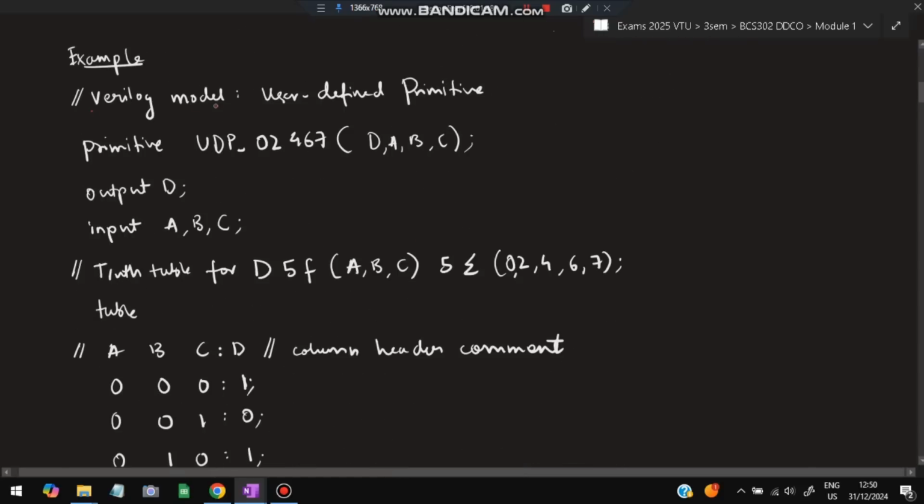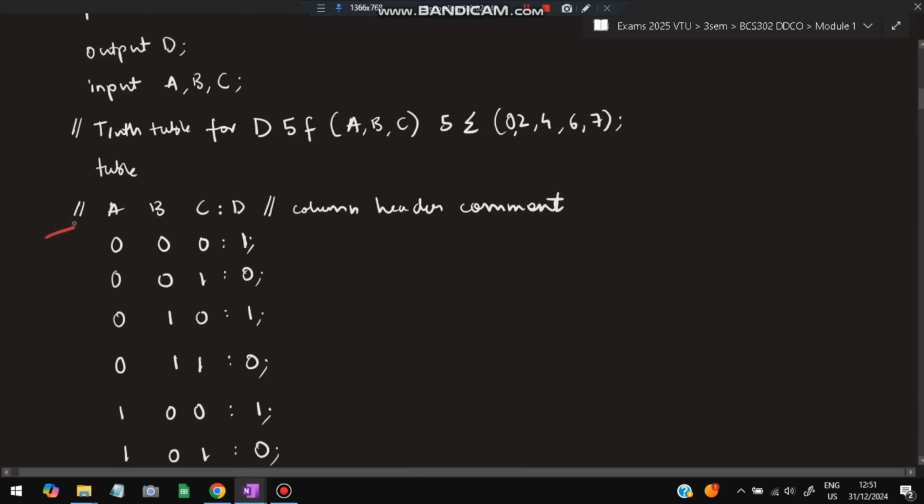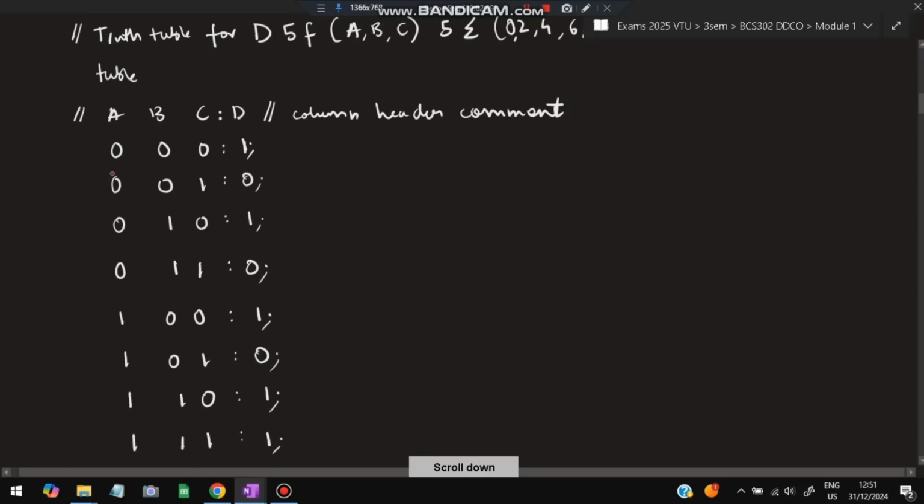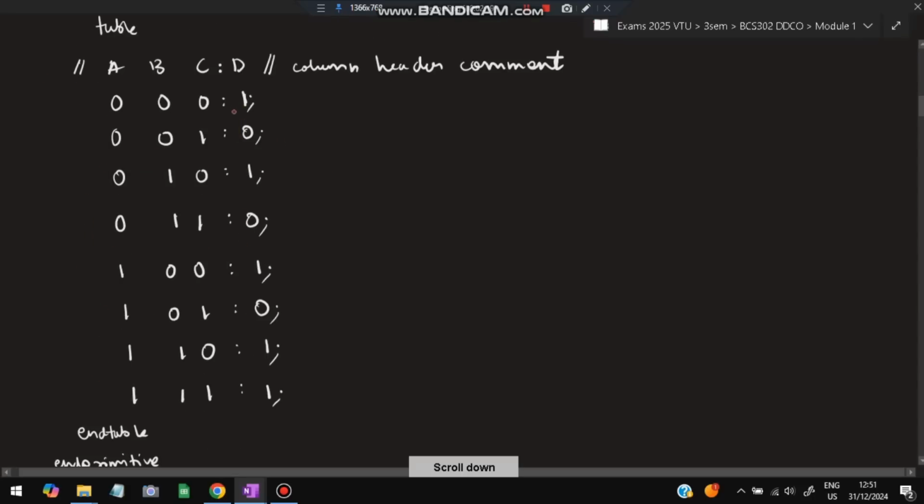First we write a comment, Verilog model, user-defined primitive. After that we write primitive, then the name and the input parameters we are accepting. The output is declared here, the inputs here, and the truth table is given here. This is the output, and these three are the inputs. The truth table starts with table. Here you can add 0 0 0, 0 0 1, 0 1 0, in the same sequence, and fill the output with 1 or 0. The input ends with a colon and the output ends with a semicolon.